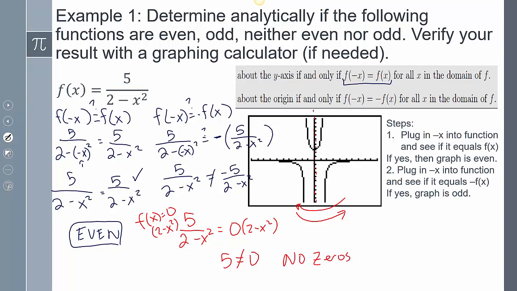Now to even verify that, if we look at the graph that I have here, if you notice, it's not crossing the x-axis here, right? This is an asymptote. It's just getting closer and closer, but it's not crossing it.